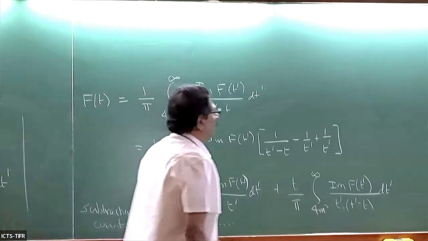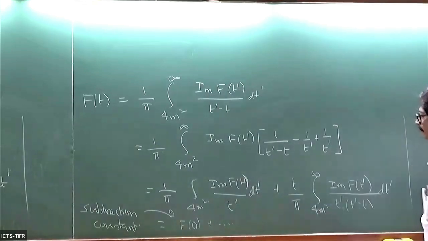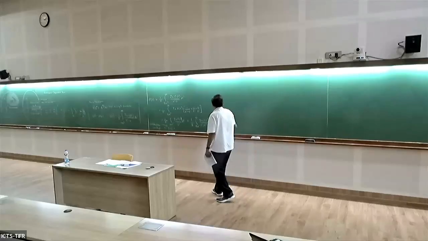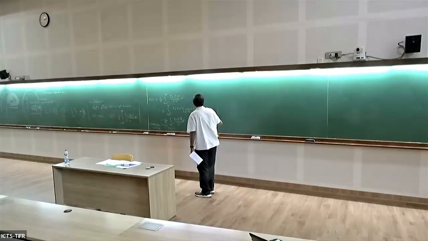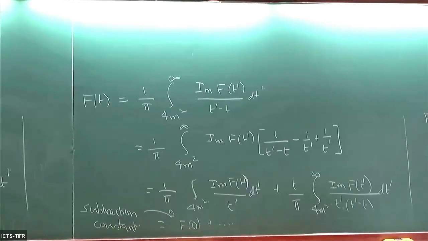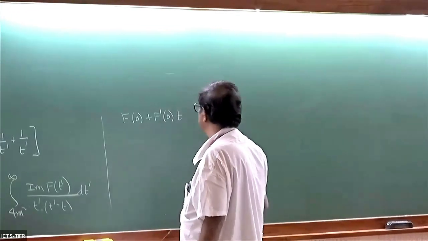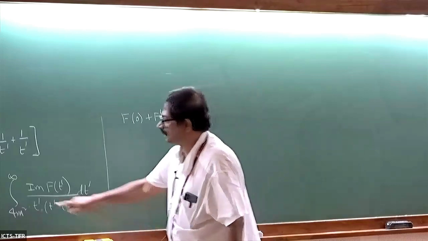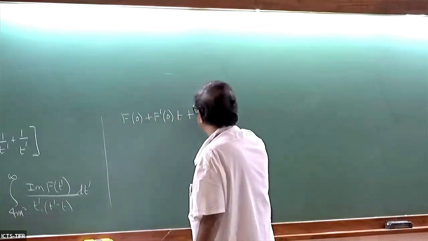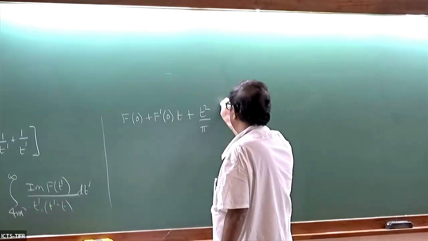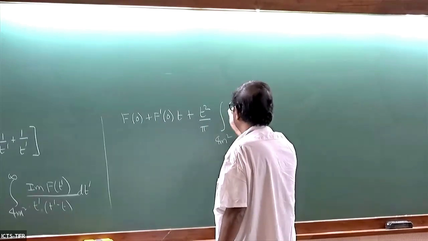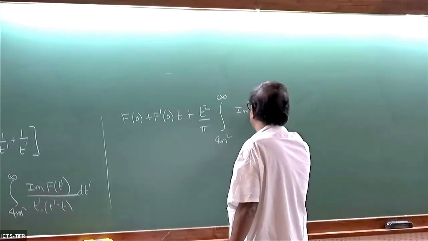Now one of you has to help me generalize this further. Supposing this still doesn't converge, then what do you think we should do? Let us do this process one more time. Then you have to take f of 0 plus f prime at 0, multiply it by t, plus, this time it will not be t, but it will be t squared by pi, and an integral from 4m squared to infinity, imaginary part of f of t prime.